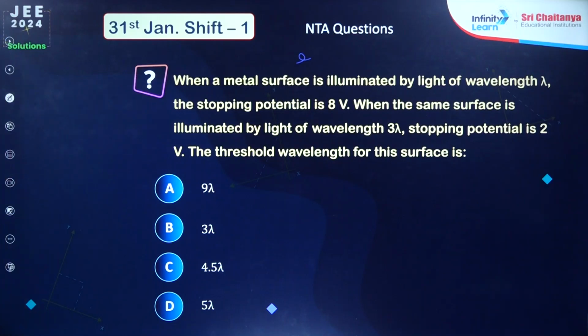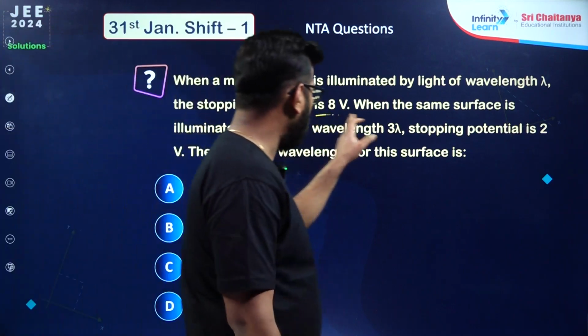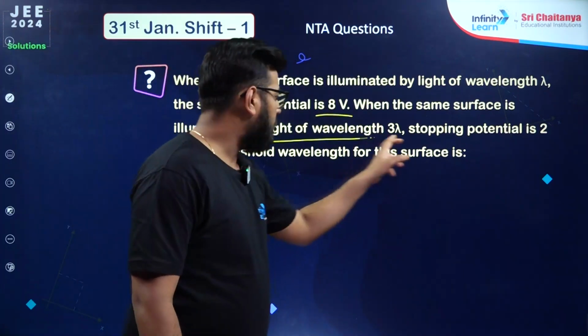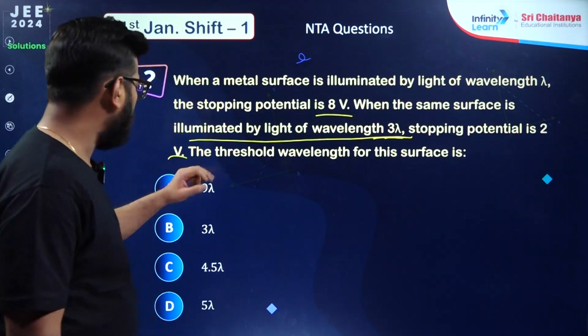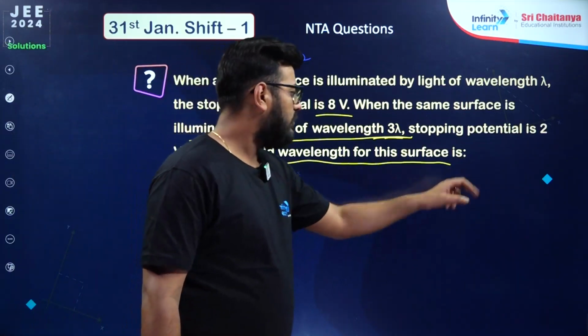Now talking about the second one, when a metal surface is illuminated by light of wavelength lambda, the stopping potential is 8 volt. When the same surface is illuminated by light of wavelength 3 lambda, the stopping potential is 2 volt. Then the threshold wavelength for this surface is.